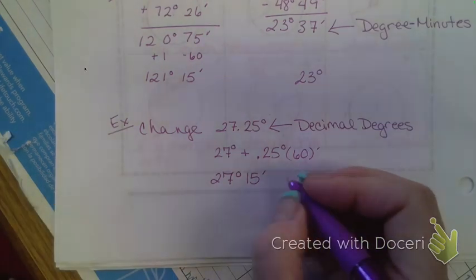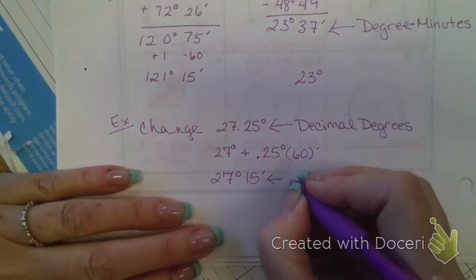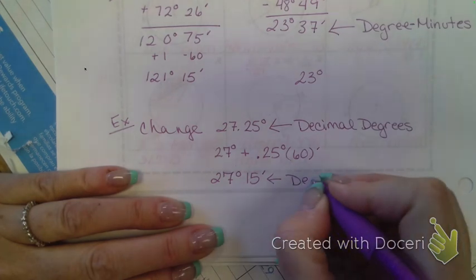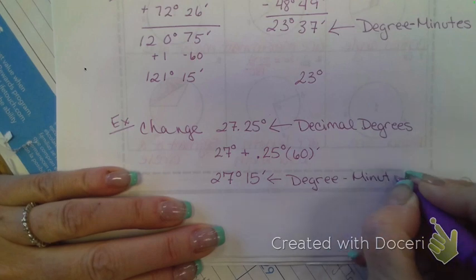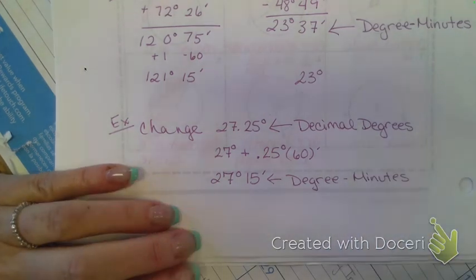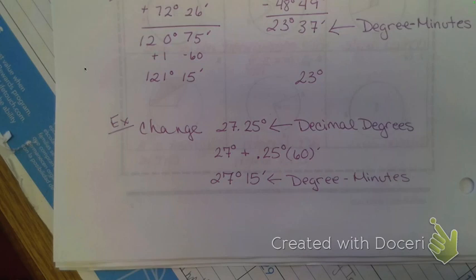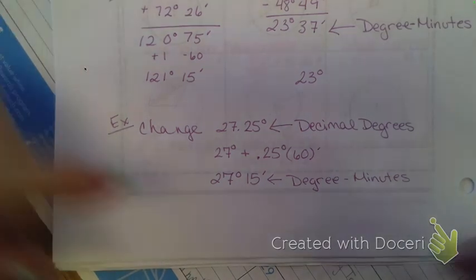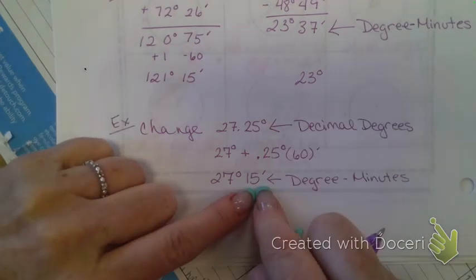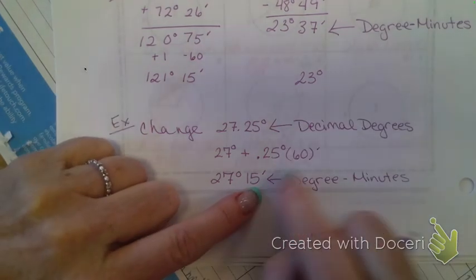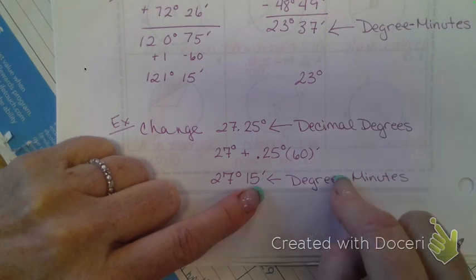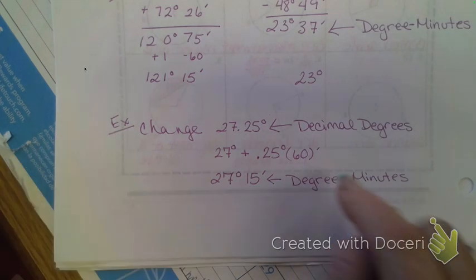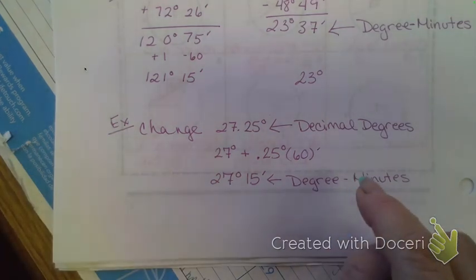So this is degree what? Minutes. Does that make sense, what just happened? Yeah. Now, what if I still had a decimal? You take that decimal times 60, and you wouldn't have minutes, you would have seconds. And we're only going to minutes, so if you still had a decimal, you just round.